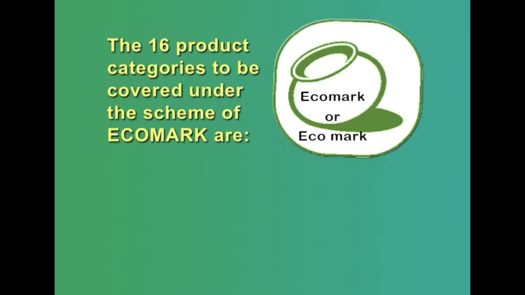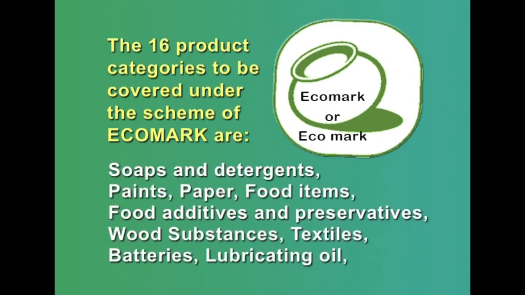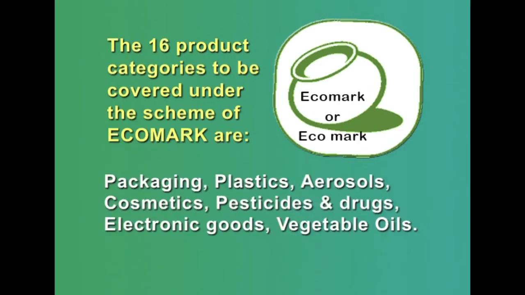The 16 product categories to be covered under the scheme of EcoMark are soaps and detergents, paints, paper, food items, food additives and preservatives, wood substances, textiles, batteries, lubricating oil, packaging plastics, aerosols, cosmetics, pesticides and drugs, electronic goods, vegetable oils.